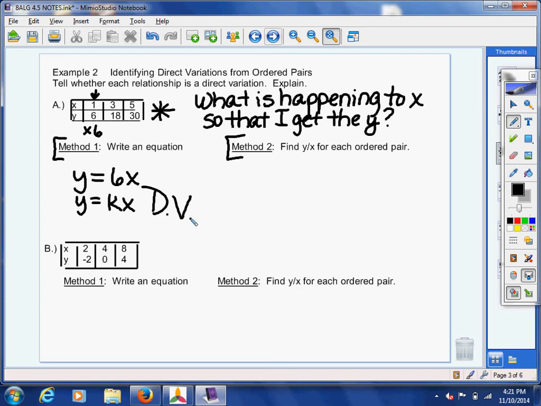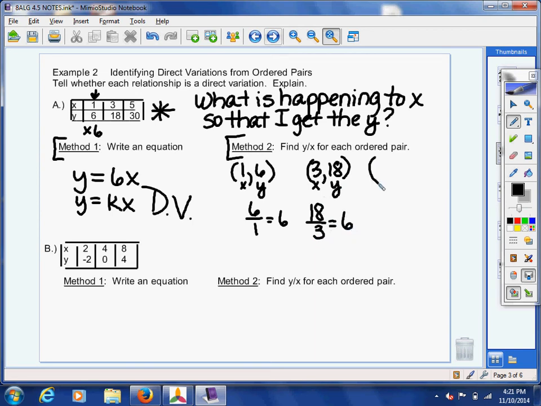What you would do is you would find y over x for each ordered pair. So your first ordered pair is 1, 6. So remember, the first number is x, second number is y, and you would do y over x. Okay, well 6 over 1 is 6. Here's your second ordered pair, 3, 18. First number is x, second number is y. So remember, y over x. And 18 divided by 3 is also 6.